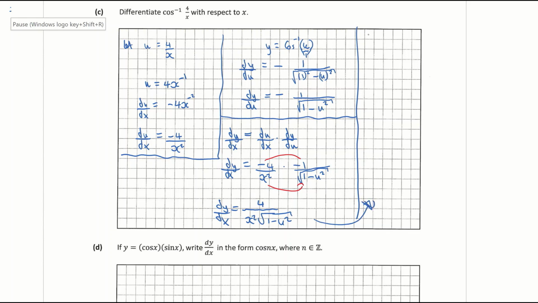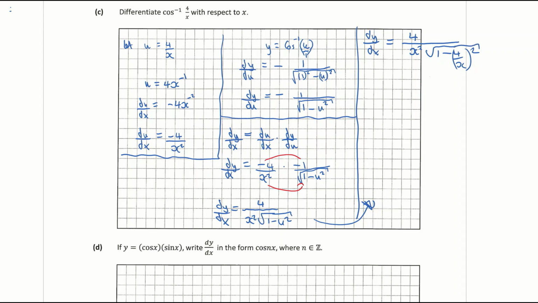So dy dx is equal to positive 4 all over x squared times the square root of 1 minus u, and u is 4 over x. That's what we substituted at the very start of the question. And that's an acceptable answer, but we'll just keep multiplying it out and simplifying it down a wee bit.